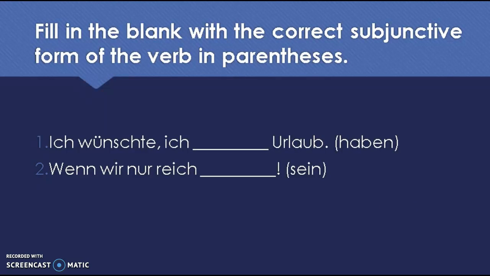Okay, now it's time for you to try it. I'm going to give you some exercises and then you can pause the video, go ahead and try them, and then play the video again to check your work. So, here's a couple examples. Fill in the blank with the correct subjunctive form of the verb in parentheses. So, in the example for number 1, you're going to turn haben into its subjunctive form. And number 2, you're going to turn sein into its subjunctive form. Go ahead and pause the video and do those right now.